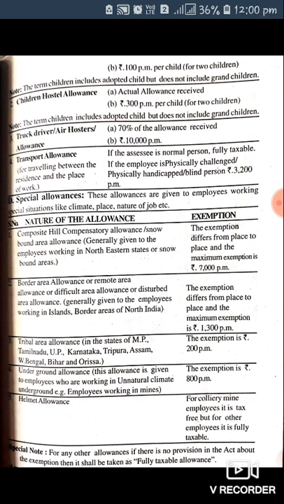Next, truck driver and air hostess allowances: 70% of the allowance received or 10% per month, whichever is maximum, is given as exemption. And transport allowance is for traveling between residence and the place of work. So it is only for travel between the place of work and residence. If the assessee is a normal person, it is fully taxable. If the person is physically challenged, physically handicapped, or a blind person, 3,200 per month is exempted.